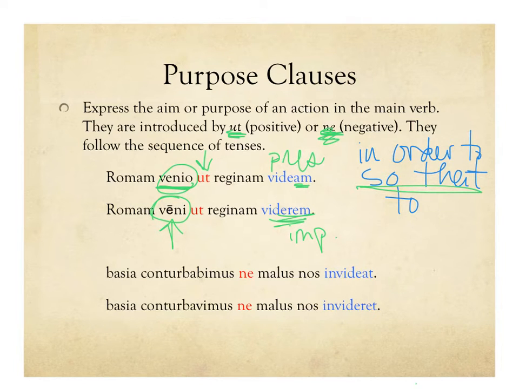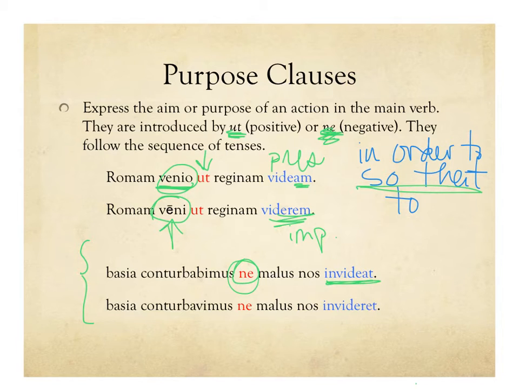If you want to do a negative clause, I've sort of changed slightly that clause that we had from our poem the other day, but you can see here, Basia conturbabimus ne malus nos invideat. We will mix up the kisses so that a bad man may not envy us.